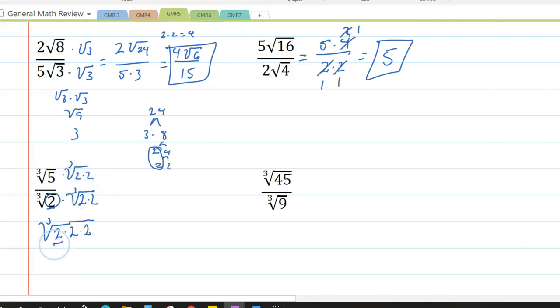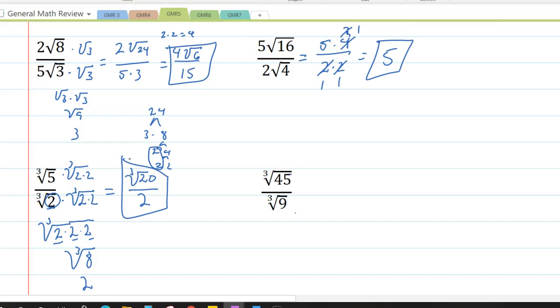Whatever I do to the bottom, I do to the top, times the cubed root of 2 times 2. Why did we do that? Now I have 1, 2, 3 2's, which is the cubed root of 8, which is simply 2. That's going to give me the 2 on the bottom, and 2 times 2 is 4, times 5 is 20. Cube root of 20 on top.